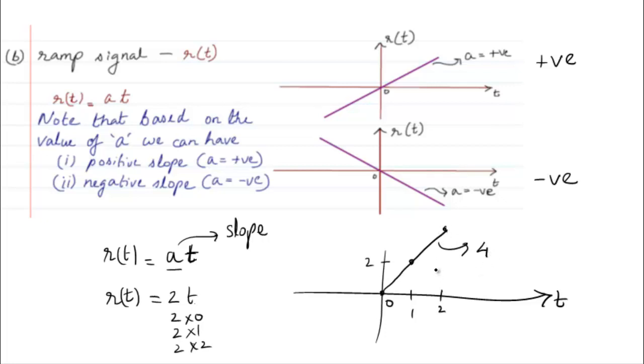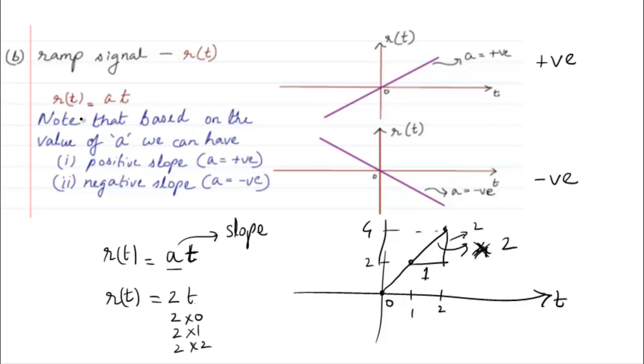How do we find the slope? We find the slope by height divided by width. Here the height is 2 and the width is 1, so the slope is 2 by 1, which is basically 2. Sorry, I had written 4 here previously. So the slope is 2.